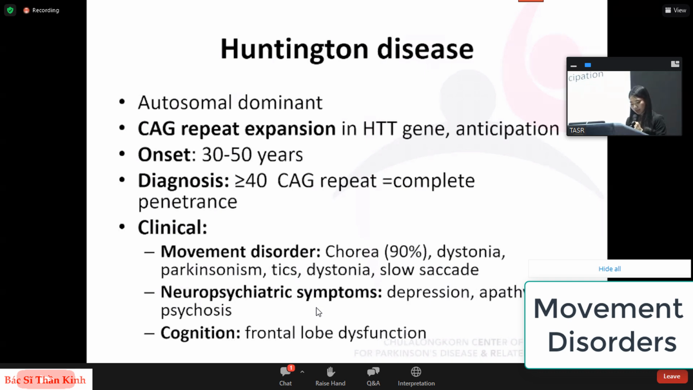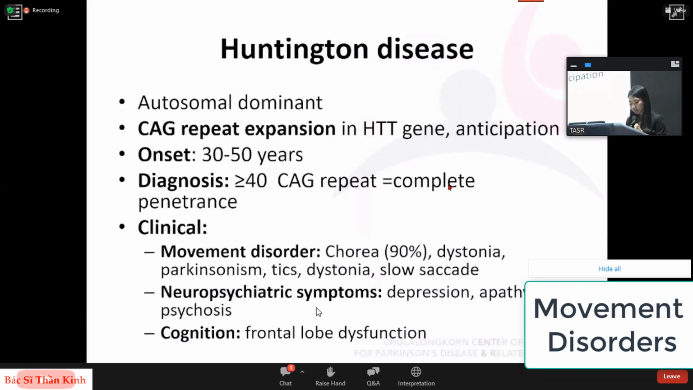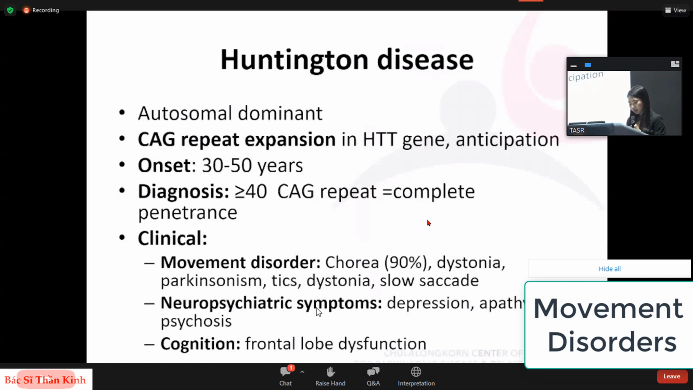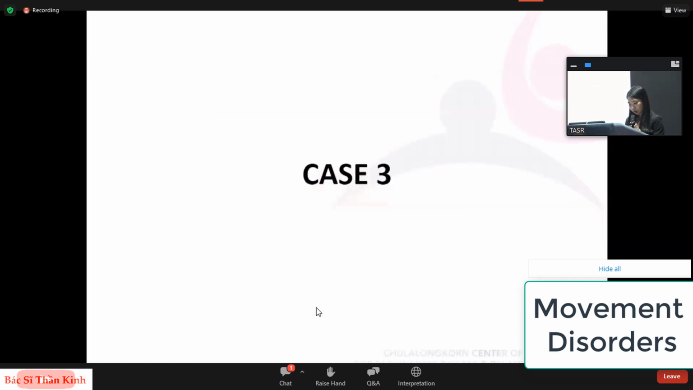The clinical triad of presentation in Huntington disease includes movement disorders, neuropsychiatric symptoms, and cognitive decline. The most common movement disorder in Huntington disease is chorea, present in about 90%. Others are dystonia, parkinsonism, and tics. This picture represents the natural history of Huntington disease, which begins with chorea, followed by or intersecting with the occurrence of cognitive and neuropsychiatric syndromes.